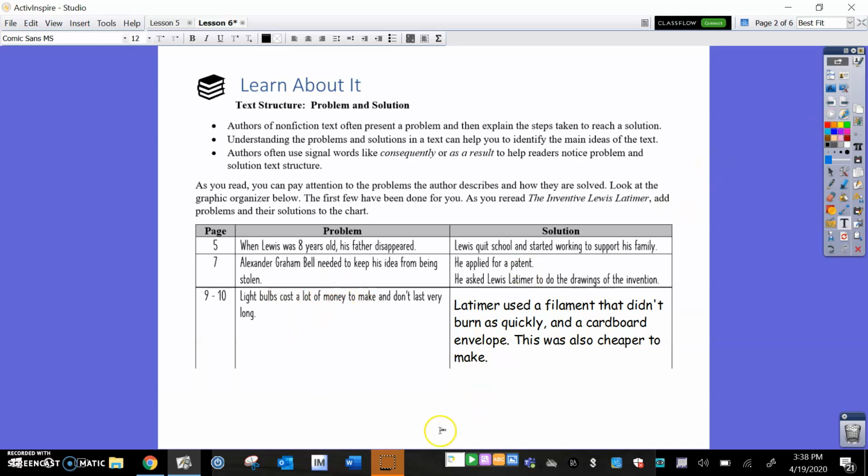So you're going to be doing this for the rest of them. Now, I would suggest that if you don't want to write all of this, just go back through and reread the text or listen to me read it out on the read aloud of the text. Listen to it again to hear those problems and solutions so that when you continue through this lesson, it's a little bit easier to identify them later.